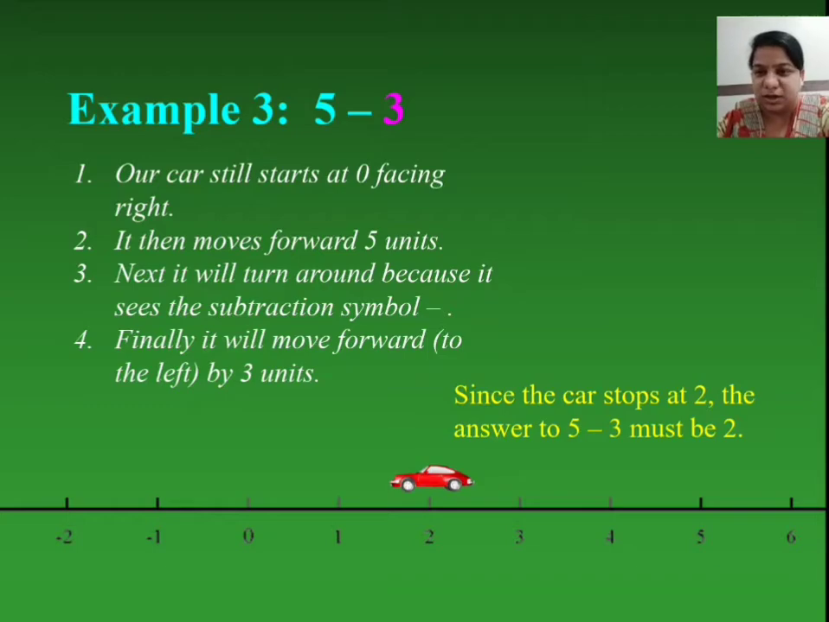So it reaches 2. It means 5 minus 3 gives you 2. So students, this is just an activity, but whenever you are doing it in your notebooks, you have to show each and every direction and mark it with a pencil, as we have done in question number 1.